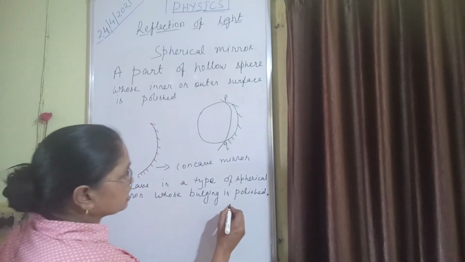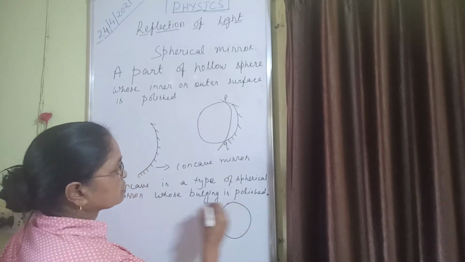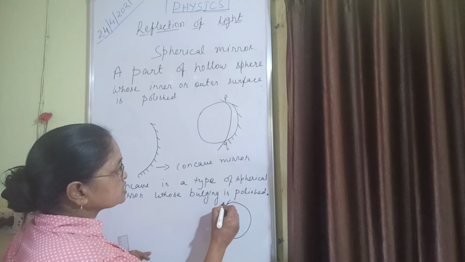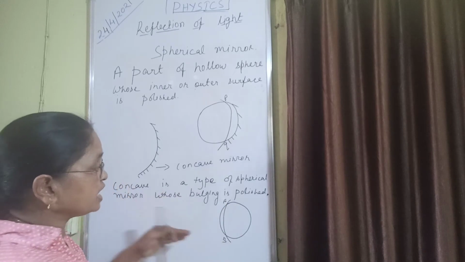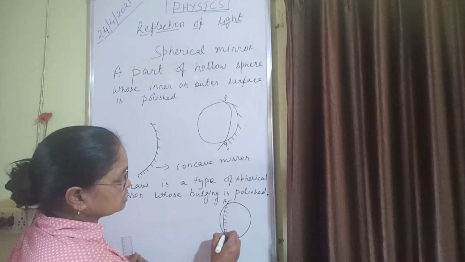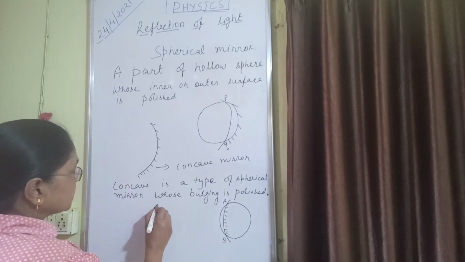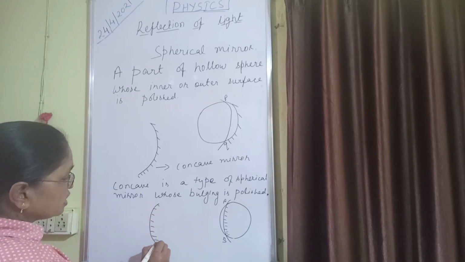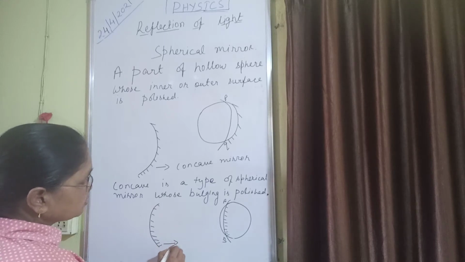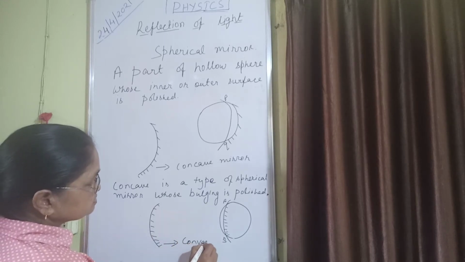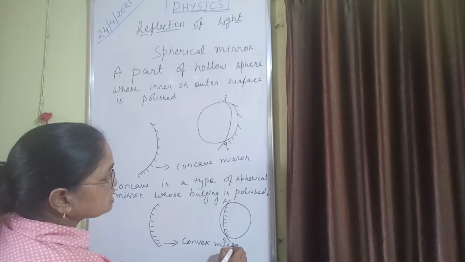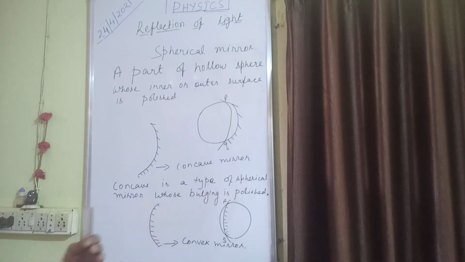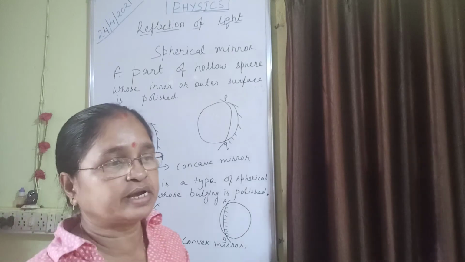Again students, if you take a sphere and cut this sphere in this form, suppose this is A, B and the inner part is polished. So which shape are you getting? You are getting it like this, with the polished inner part. If you polish the inner part, this type of mirror is known as convex mirror. So what is convex mirror? Convex mirror is a type of mirror whose inner part is polished. Like this, you can write the definition.